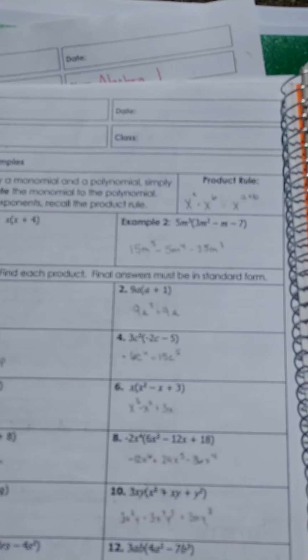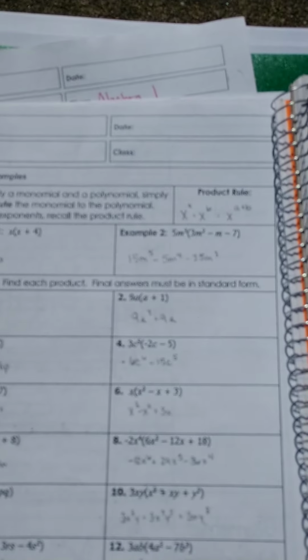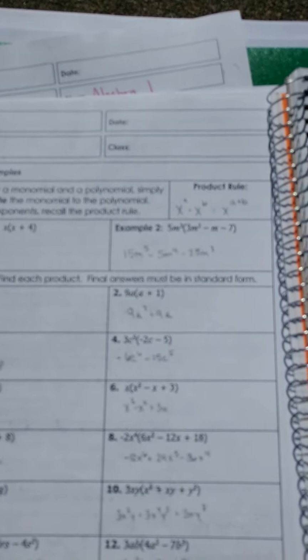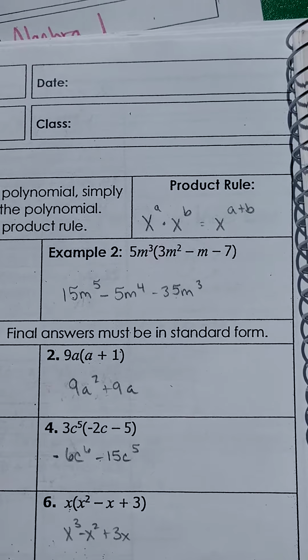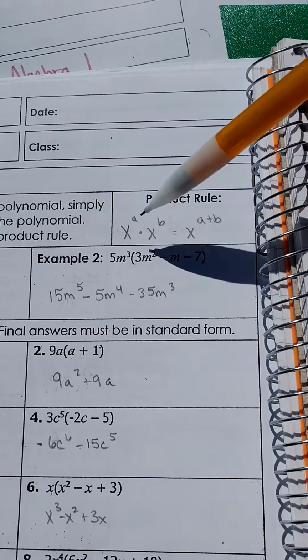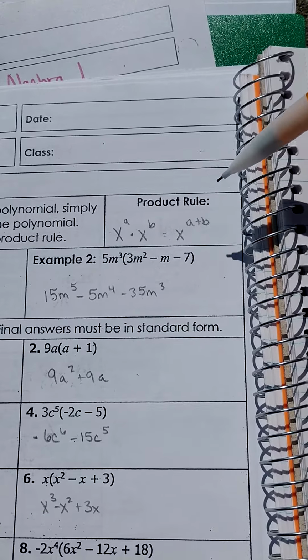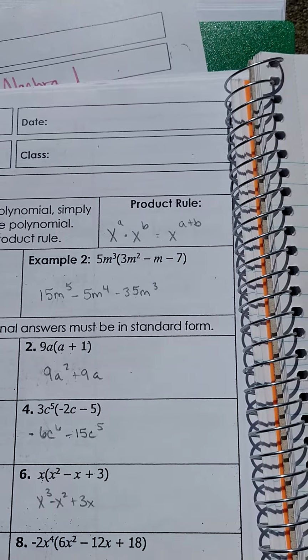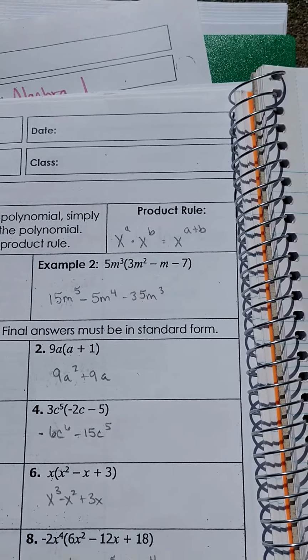You're going to be doing the product rule. So to multiply a monomial and a polynomial, simply distribute the monomial to the polynomial. For exponents, recall the product rule, which is x to the a times x to the b equals x to the a plus b. So you need to remember that you are adding your exponents.